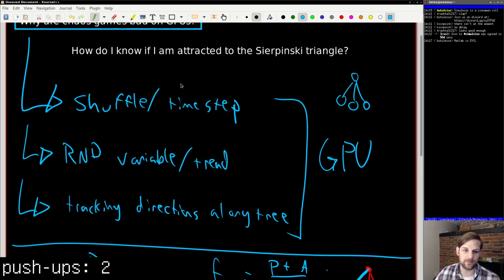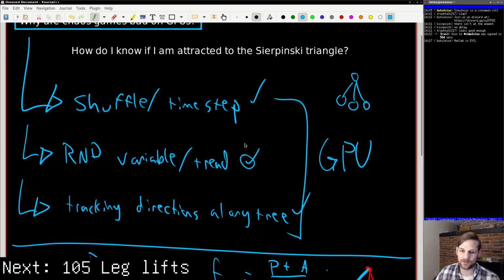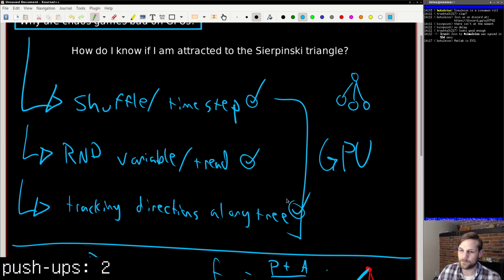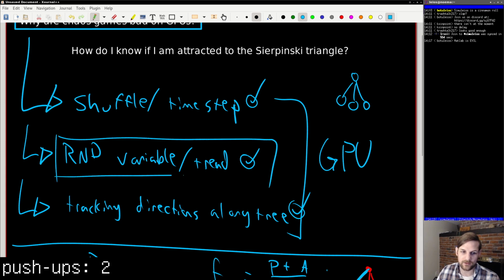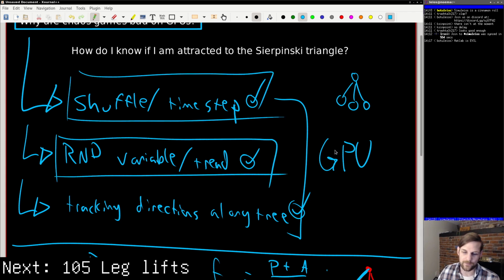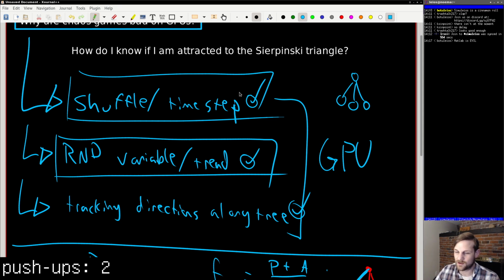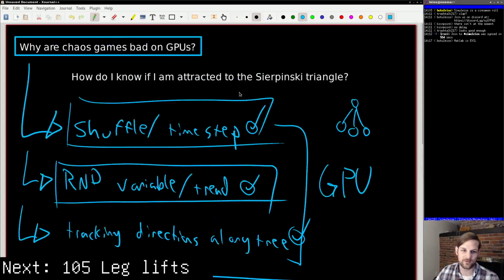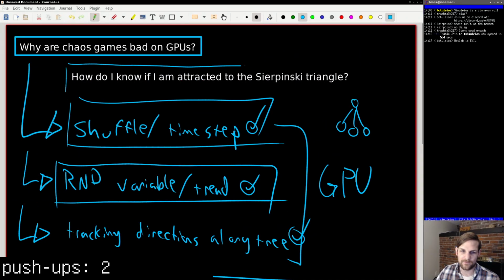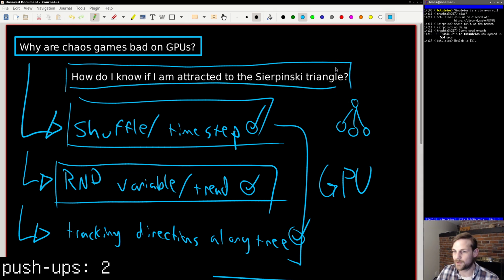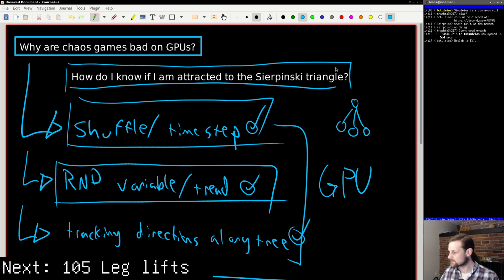Because if we want to try methods 1, 2, and 3 in here, we need to know which one's working best. We can visually, by eye, say that this one looks more triangle-ish, and that's totally fine. But how do we know that, for example, this method provides a better triangle than this method in here? There's obviously time, but time to what? We need some sort of metric: time to being 0.01 away from the Sierpinski triangle, but 0.01 in what metric? That is the question we're trying to solve here. How do we know if we're being attracted to the Sierpinski triangle or something else? So that's the question. Let me get some water.